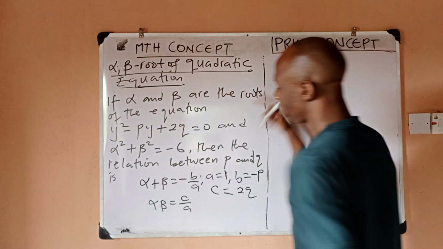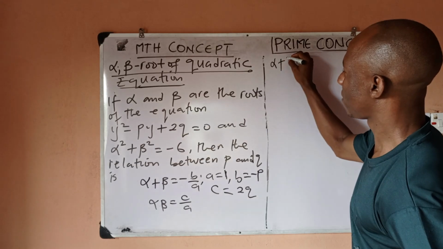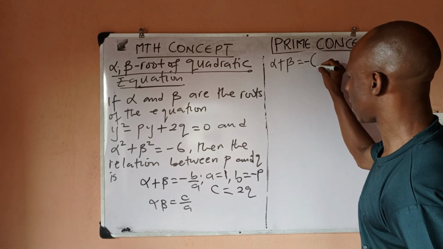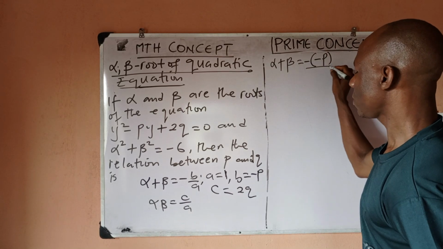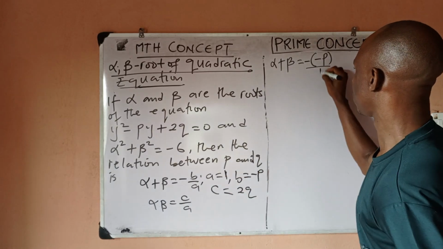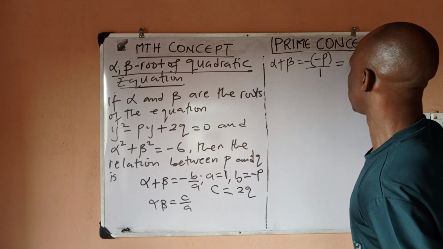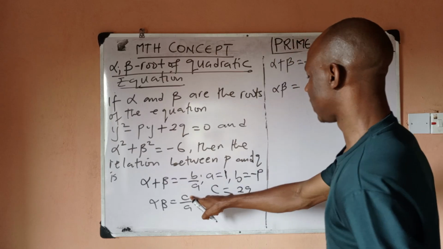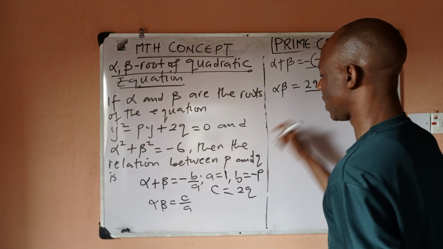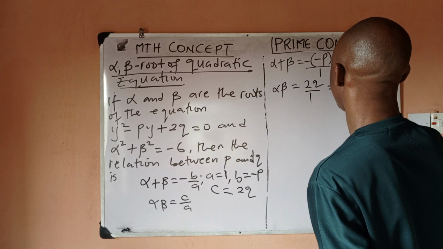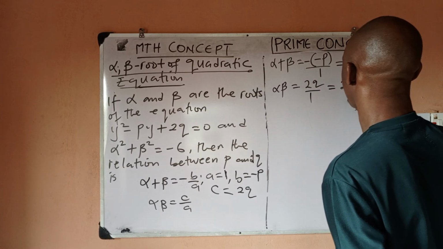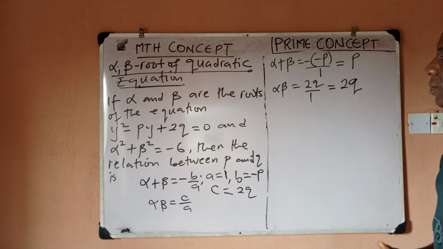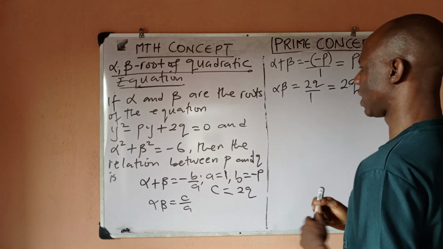Now, our alpha plus beta is minus b, and our b is minus p, over a, and our a is what? 1. So it means alpha plus beta is what? p. Also, I have alpha beta is c, and my c is 2q divided by a, and my a is 1. So it means that I have 2q.